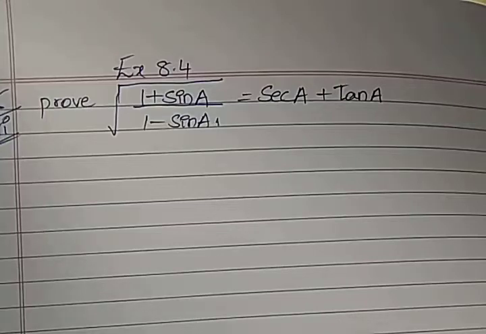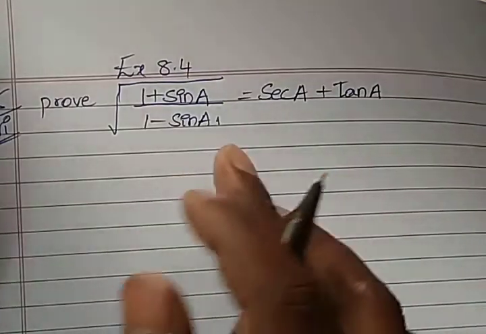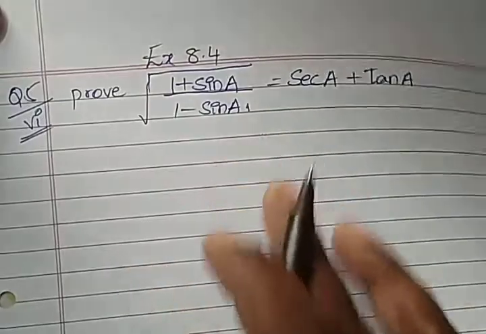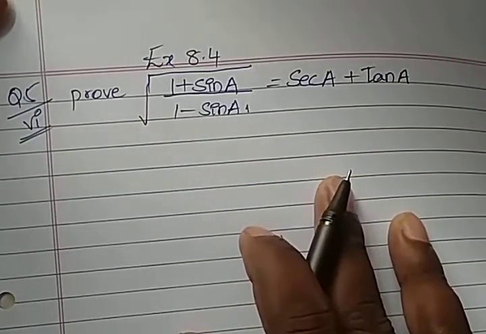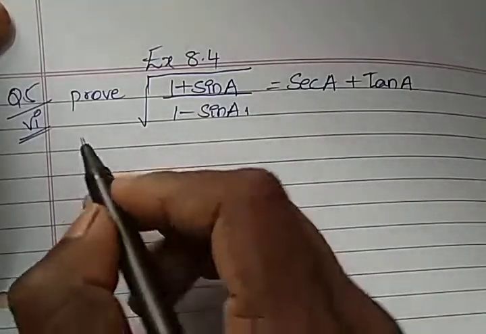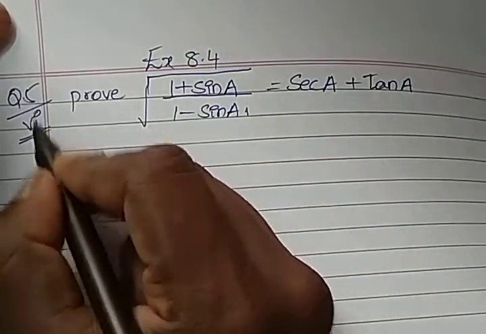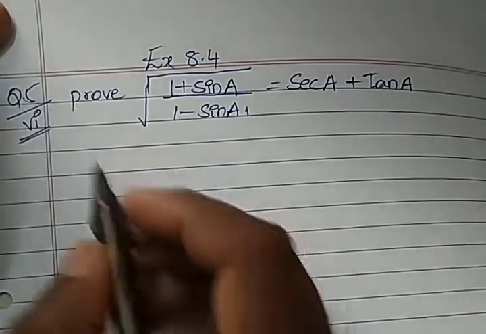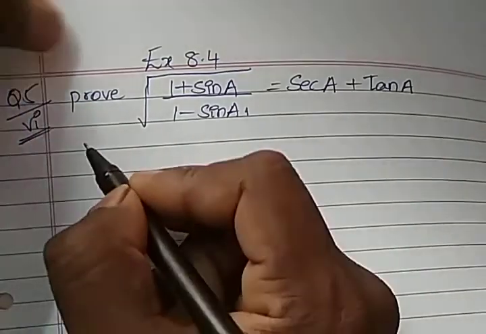Hello students, good morning. We are going to continue exercise 8.4 from the chapter trigonometry. In the previous class we discussed up to question number 5. Five questions we have solved. Today we are going to continue with question number 6.